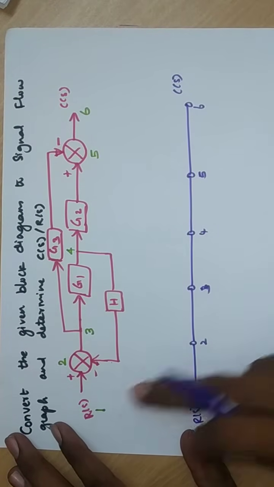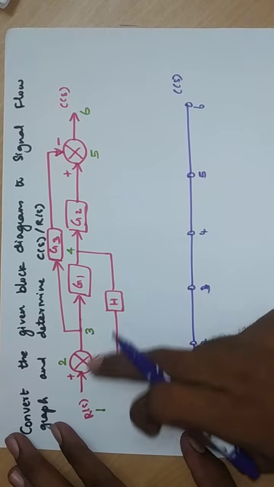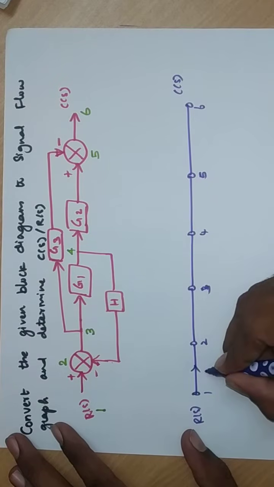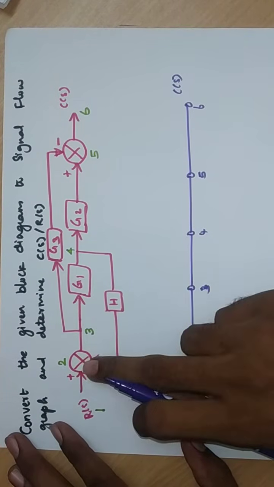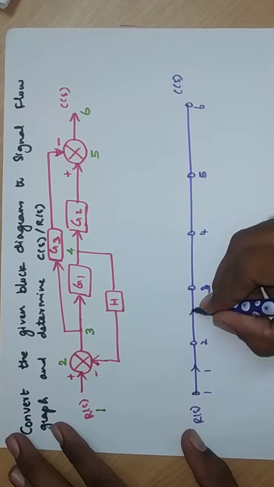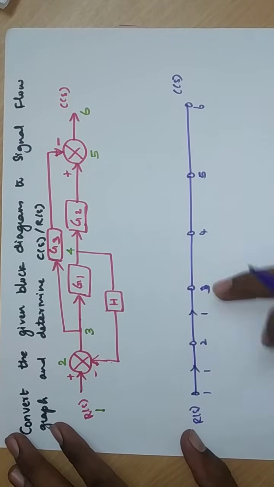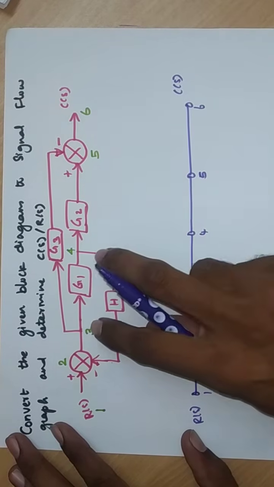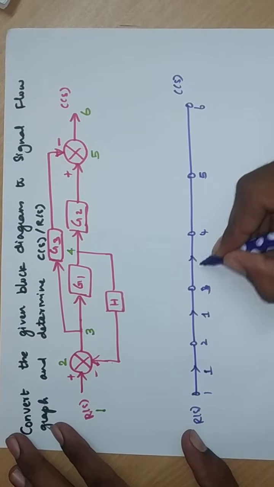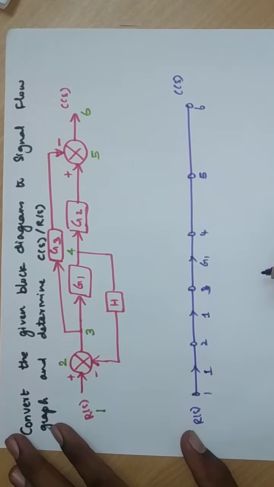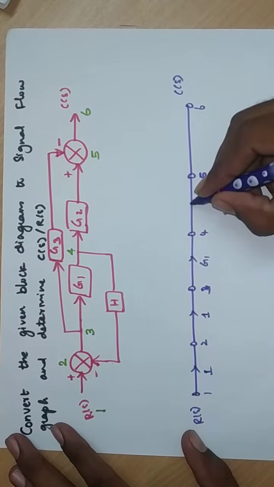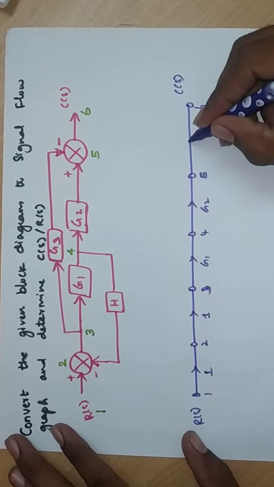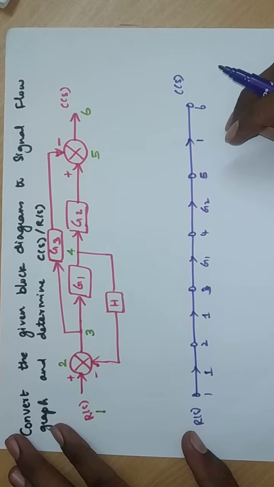Now 1 to 2, there is no gain over there. From node 1 to 2 there is no gain, so consider it as 1. From 2 to 3 there is no gain, so consider it as 1. Now 3 to 4 there is a gain called G1. 4 to 5 there is a gain called G2. 5 to 6 there is no more gain, consider it as unity.